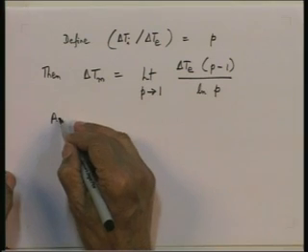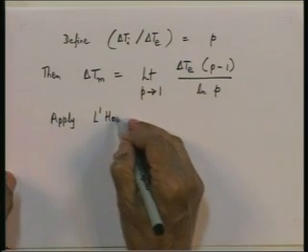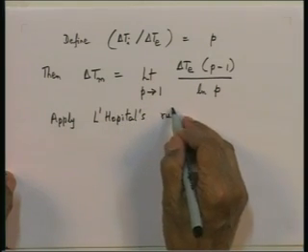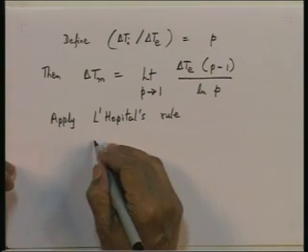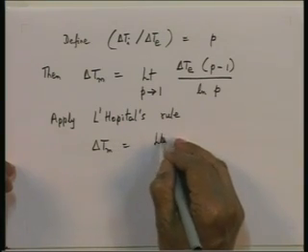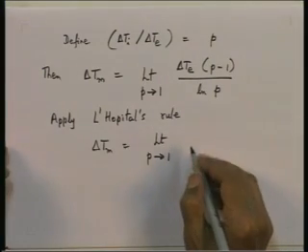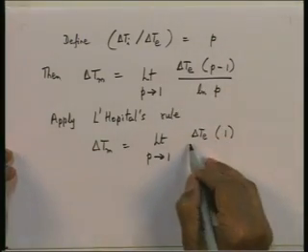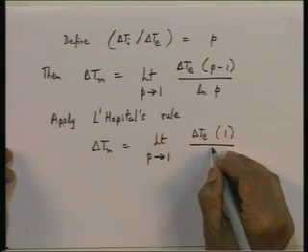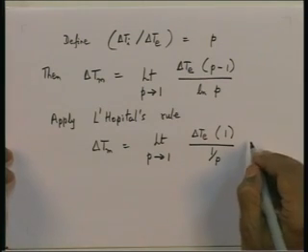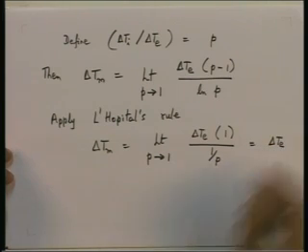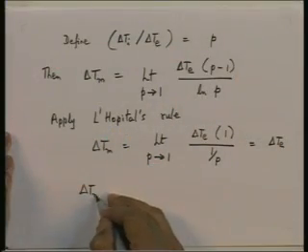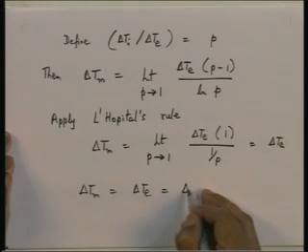L'Hopital's rule, this is from our knowledge of calculus, says differentiate the numerator and denominator with respect to P. So, you will get delta Tm is equal to the limit P tends to 1. I am differentiating the numerator and the denominator with respect to P, delta Te remains the same. P minus 1 when differentiated with respect to P gives me 1. The logarithm of P when differentiated with respect to P gives me 1 upon P, and if I now put the limit P equal to 1, I will get delta Te. So, the application of L'Hopital's rule gives me the value of this indeterminate quantity, and what we find is that delta Tm is equal to delta Te, which is nothing but delta Ti.